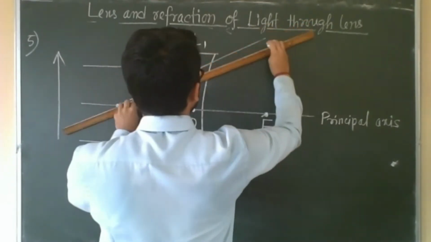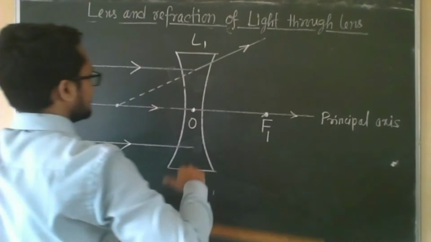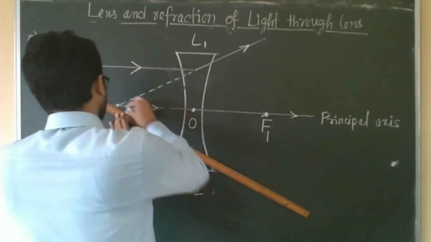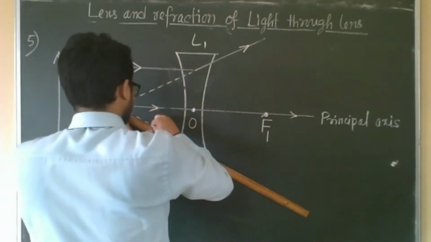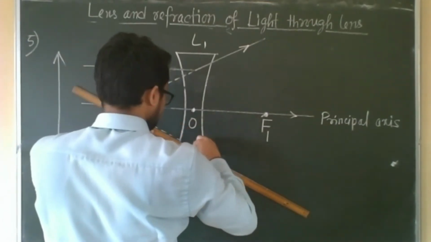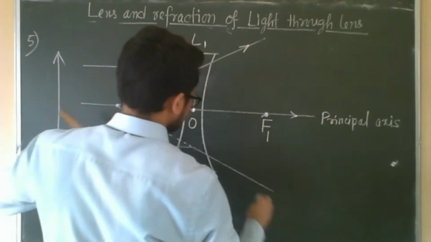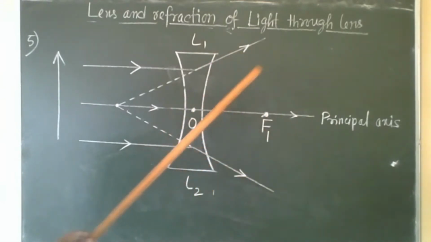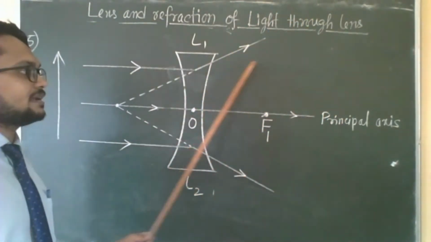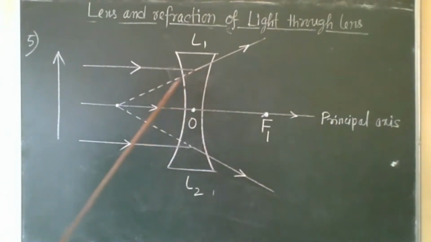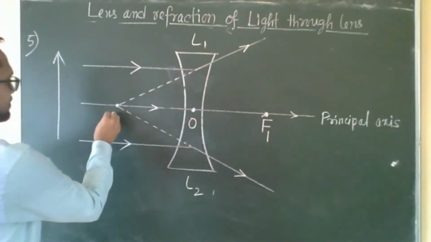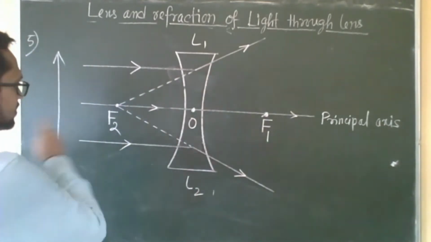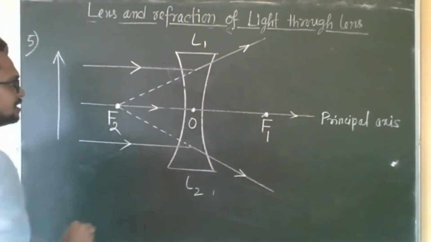This is the actual ray, the solid line, and the dotted line is not the actual. The dotted line is given for finding the image. The solid one is the ray direction. After refraction, the refracted rays will diverge. They will not meet on the right side. But if we extend them in the backward direction, they meet at some point on the principal axis. That point is called the second principal focus.